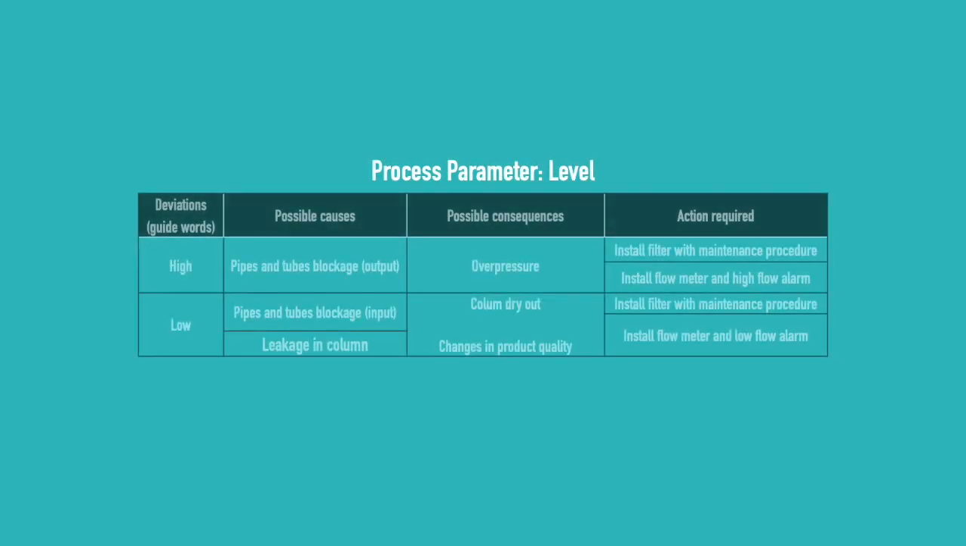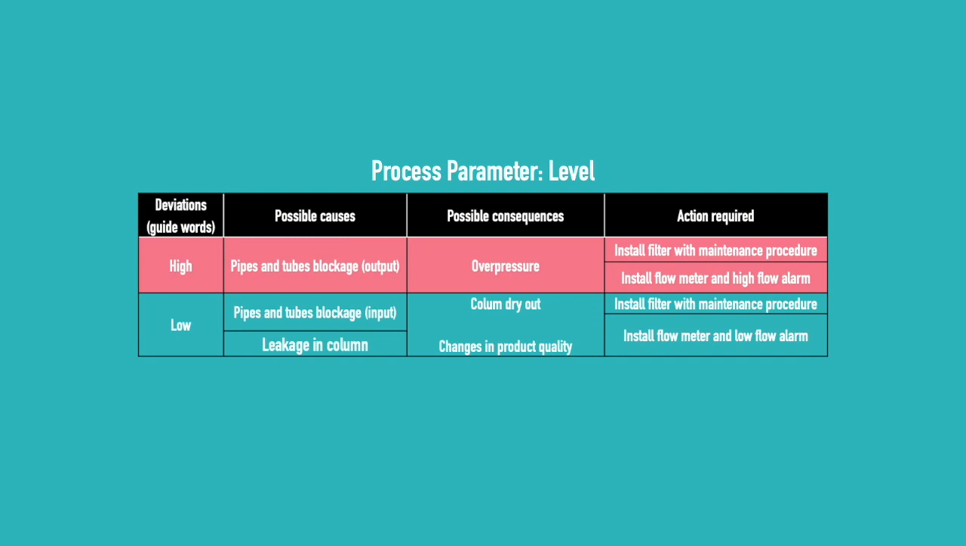The last process parameter is level. When the level in the unit is higher than normal, it might be caused by blockage of pipes and tubes in the output, which can lead to overpressure. Therefore, it is recommended to install a filter, flow meter, and high flow alarm.